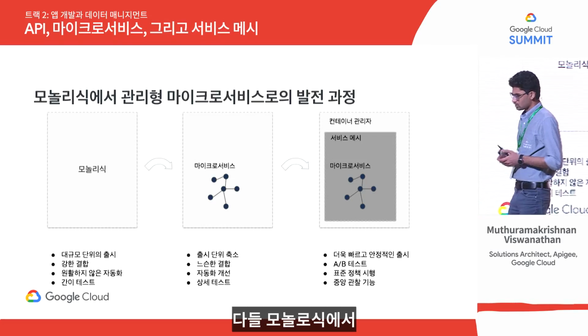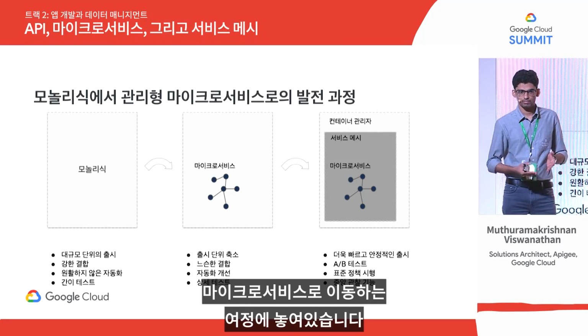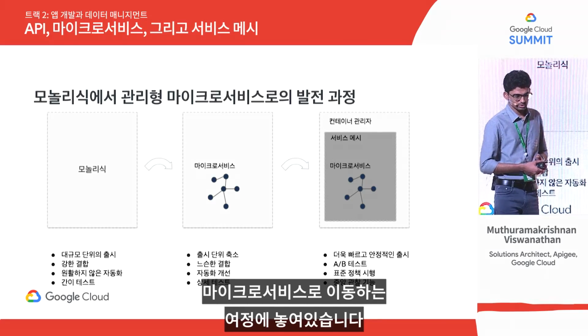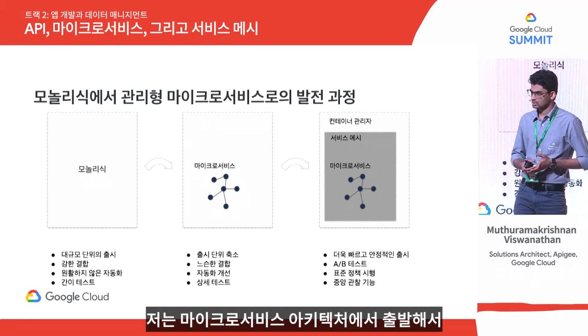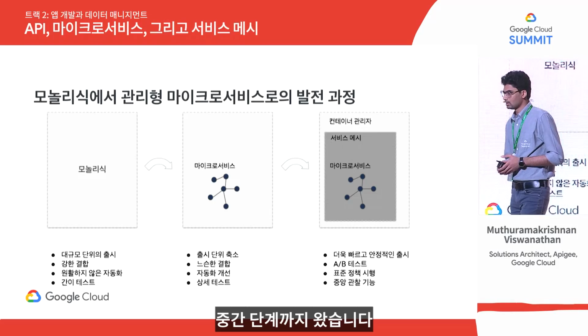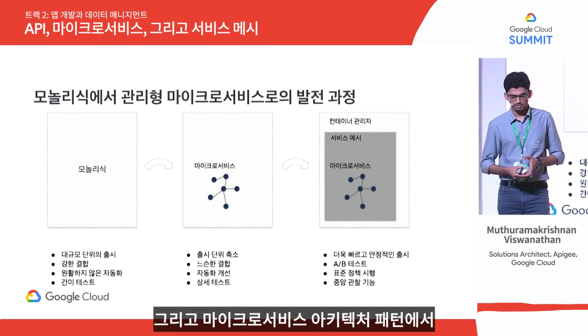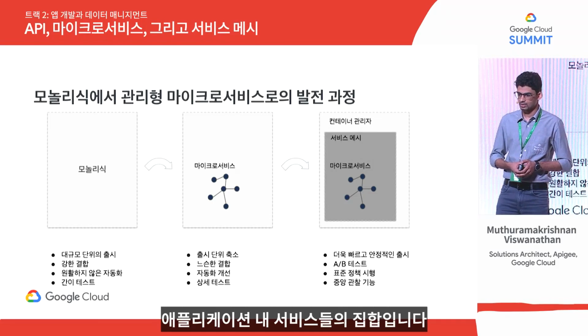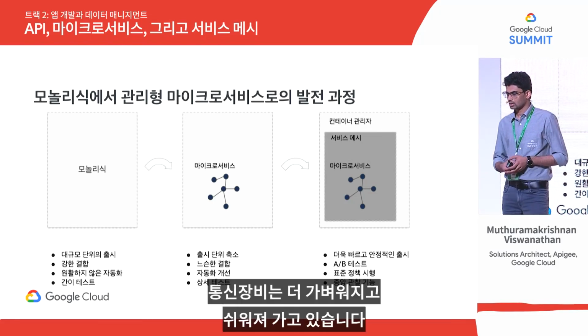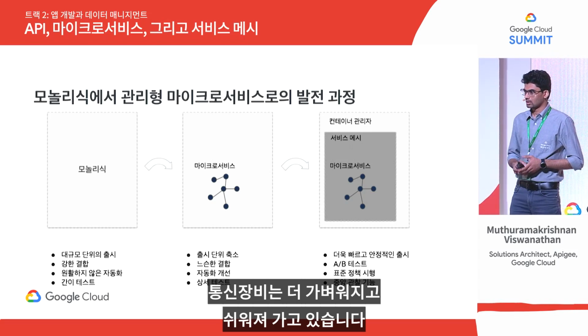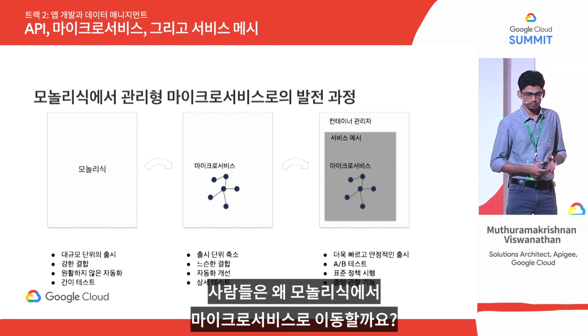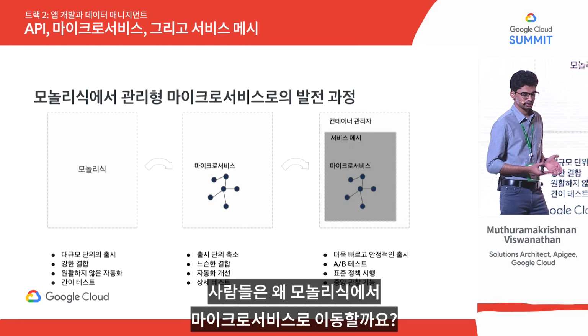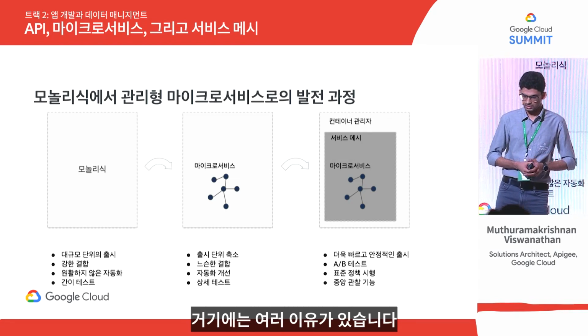So everyone is on this journey, moving from monolith to microservices. Some started from service-oriented architecture, a half step along the way. In the microservices architecture pattern, an application is a collection of loosely coupled services. Services are fine-grained. The communication protocols are lightweight and simple. So if you look at why people are moving from monolith to microservices, there are several reasons.